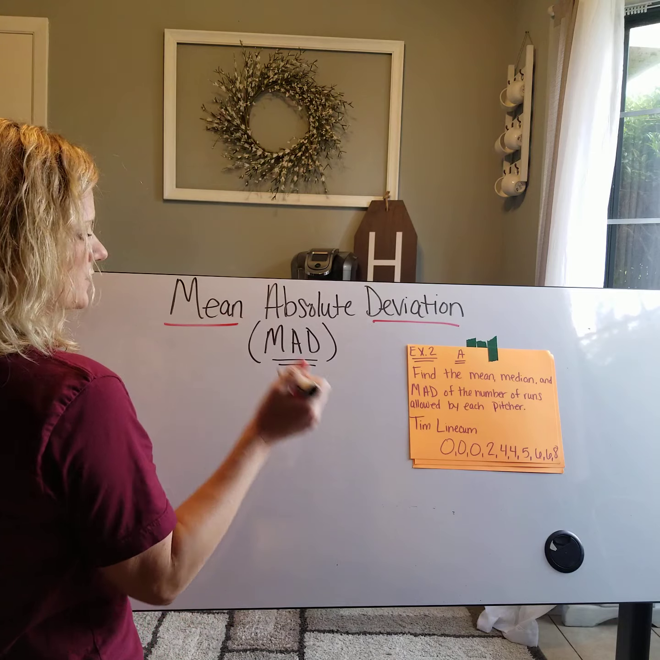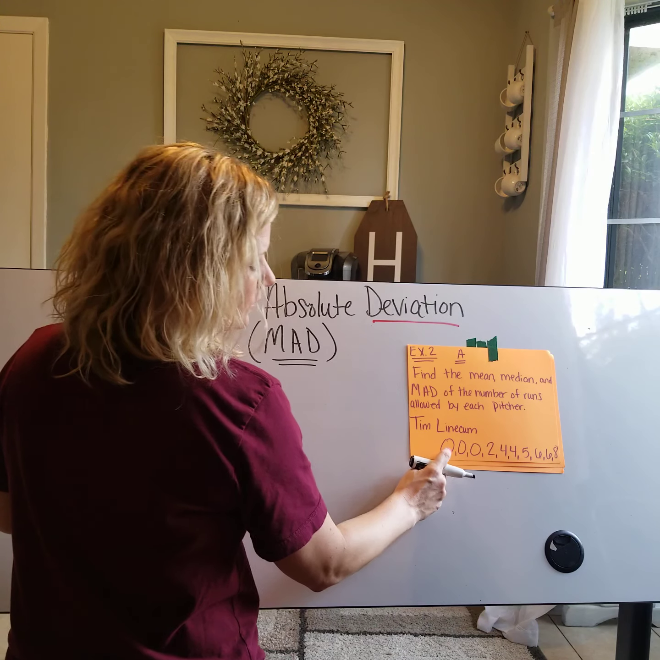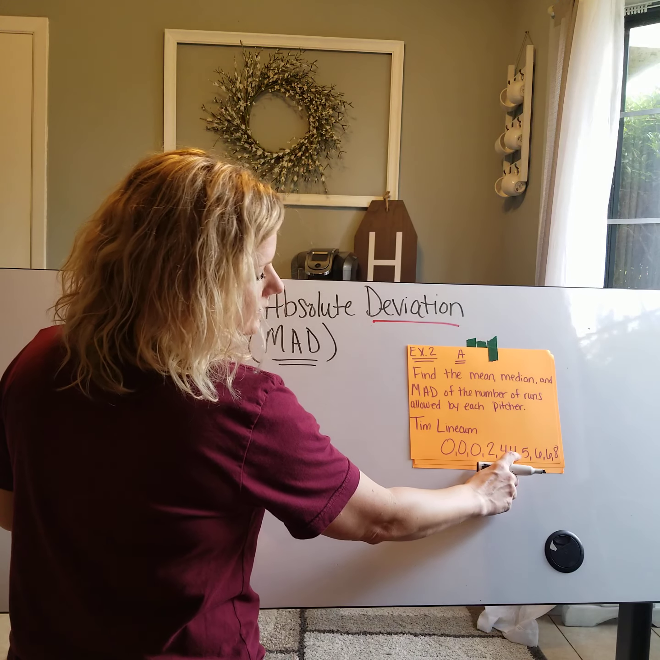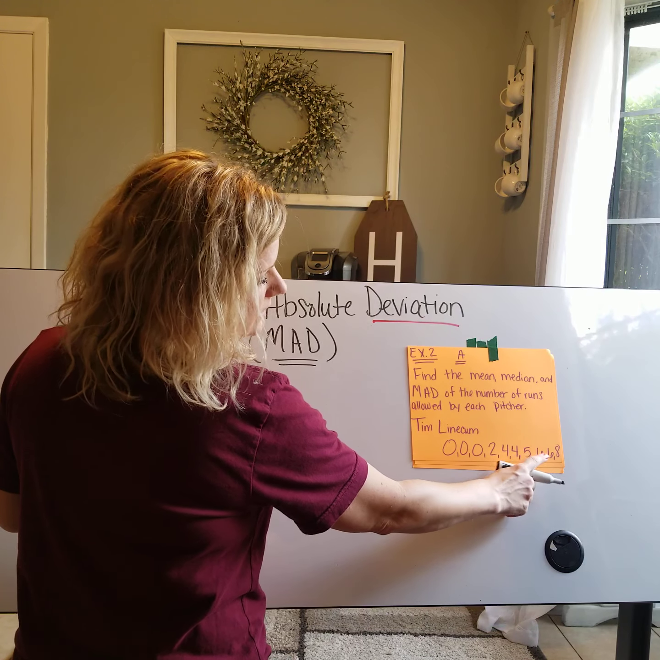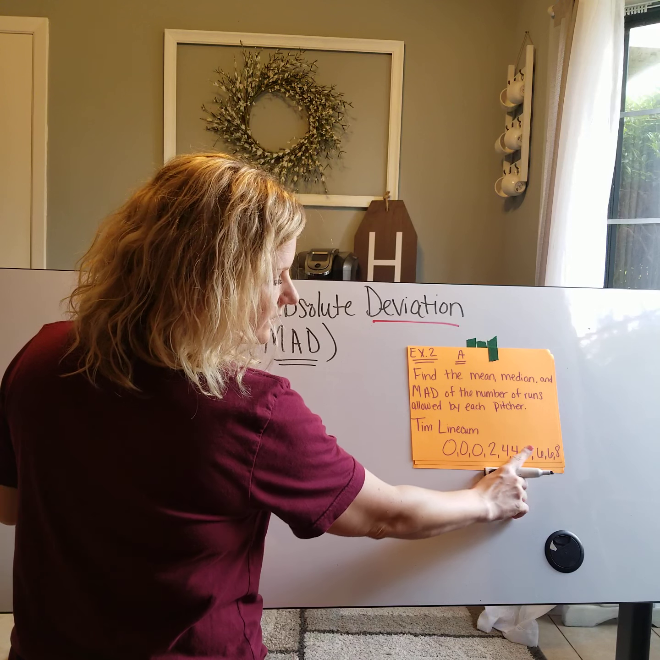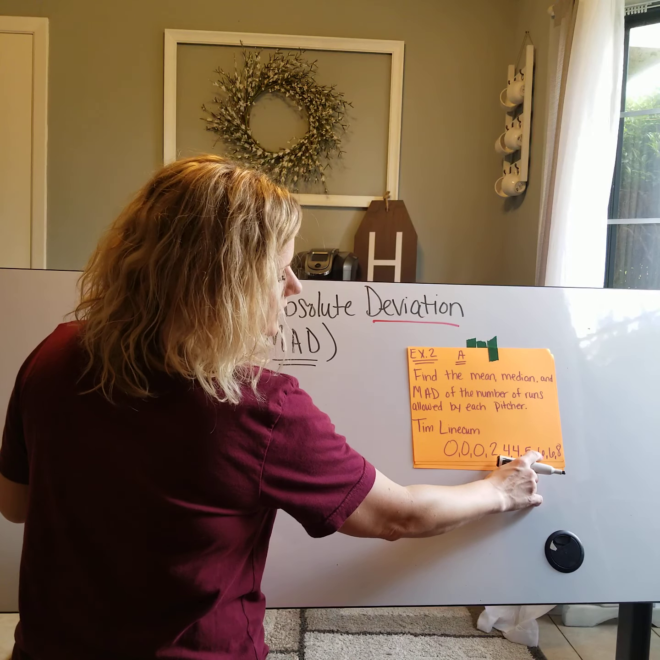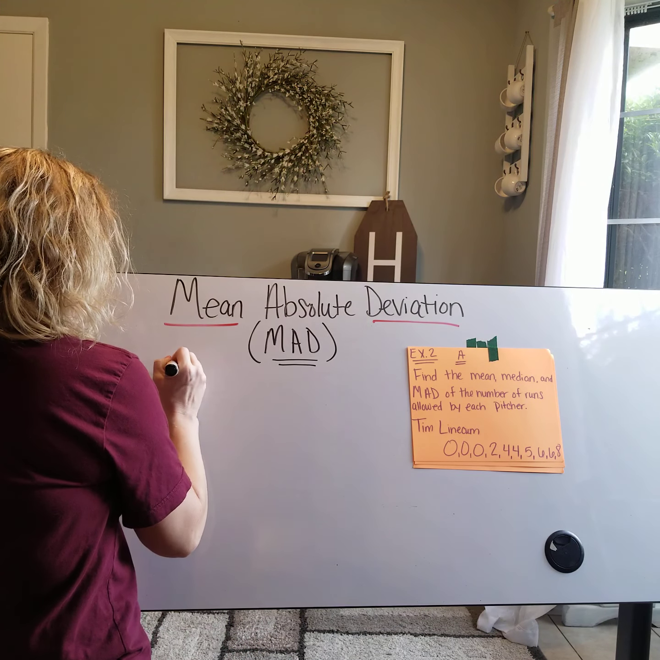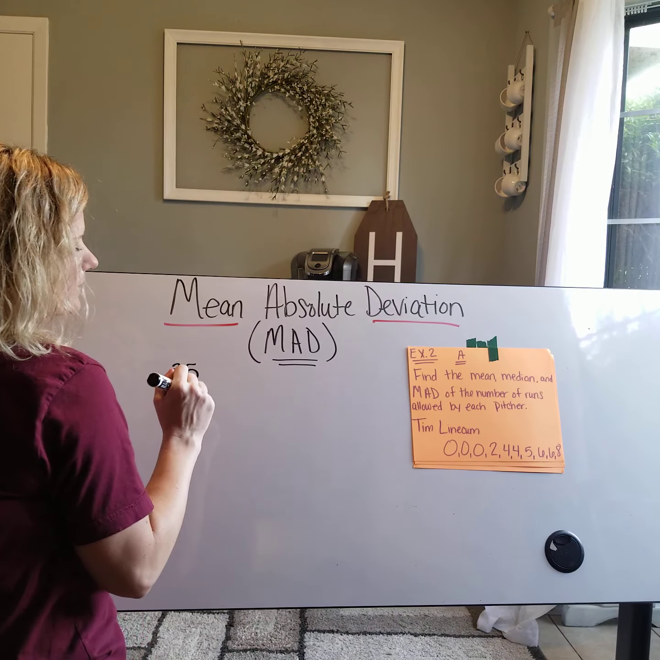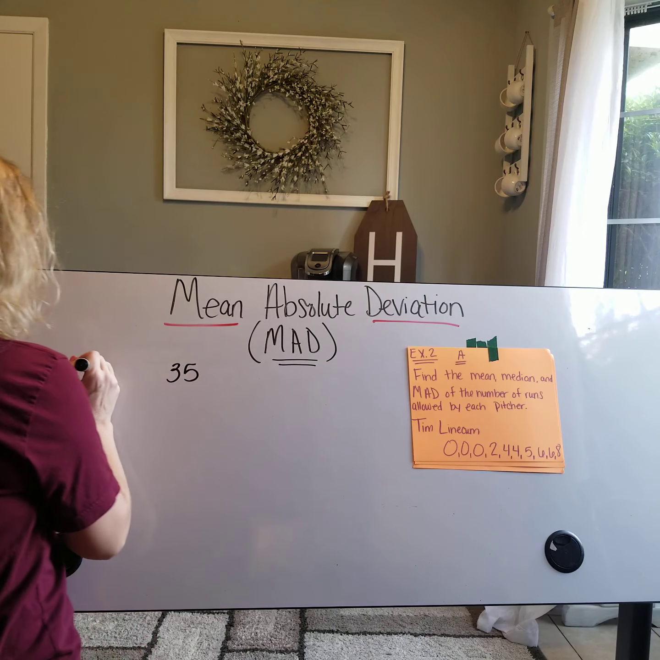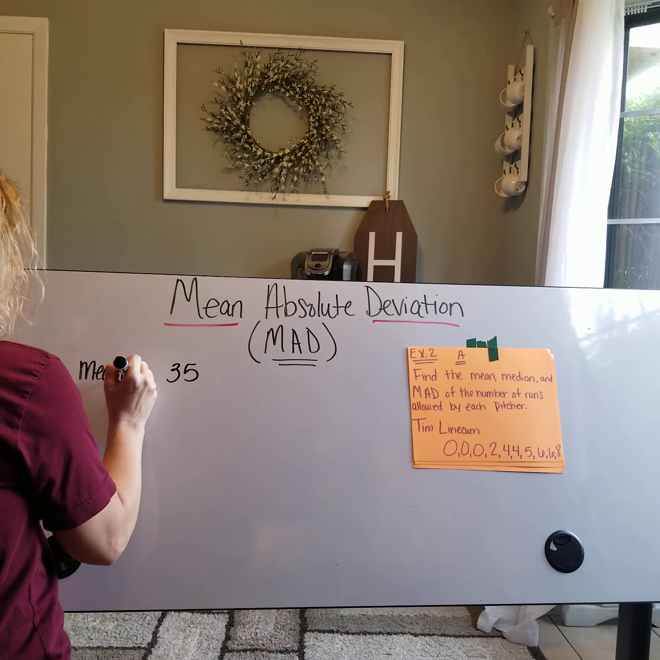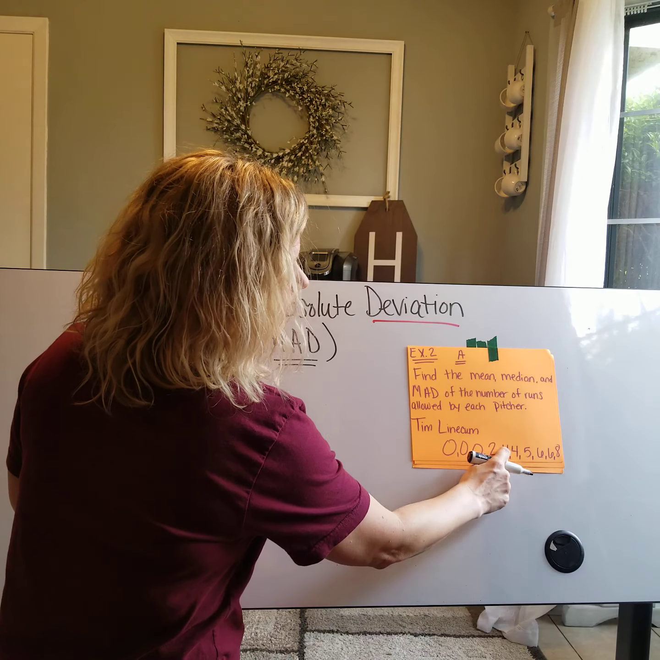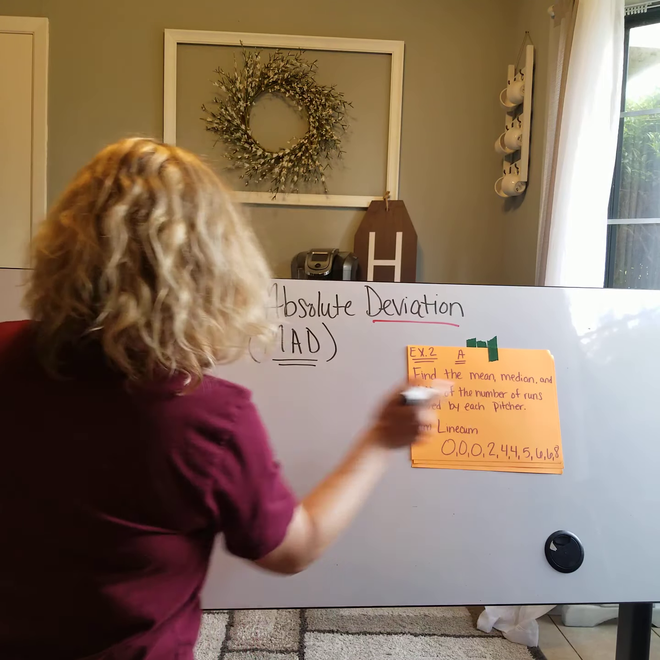So first, we're going to add them all up. We have zeros, and you have 2 and 4 is 6. That's going to be 10, 15, 21, 27, and then that's going to be 35. So 35 total runs, but then for us to find the mean, we need to divide them. So 1, 2, 3, 4, 5, 6, 7, 8, 9, 10.